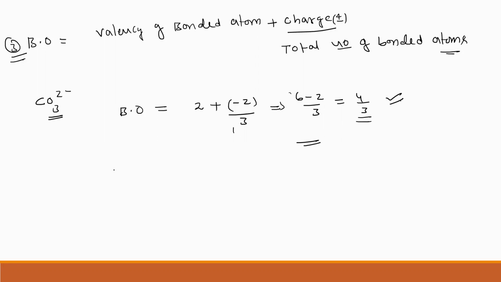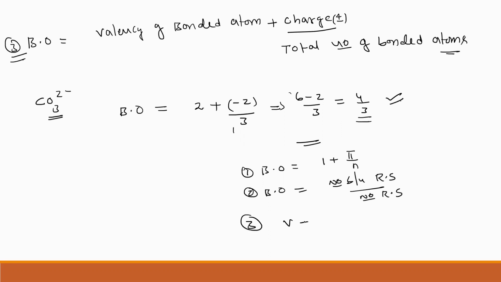So what is according to the first method? According to the first method, the bond order is equal to 1 plus number of pi bonds by number of sigma bonds. This is the first method. The second method depends on the number of bonds between atoms in the resonating structures divided by the number of resonating structures. And the third method is valency plus charge, plus or minus, divided by the total number of atoms. So this is the third method. We discussed the 3 methods of how to calculate the bond order.